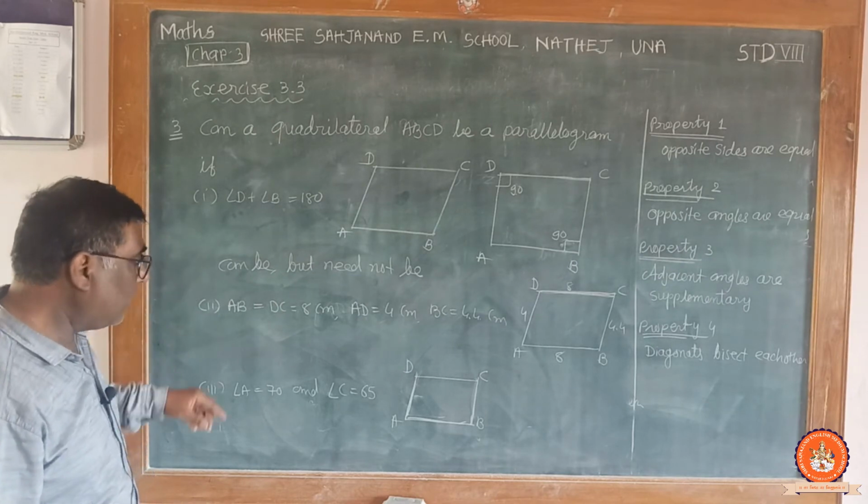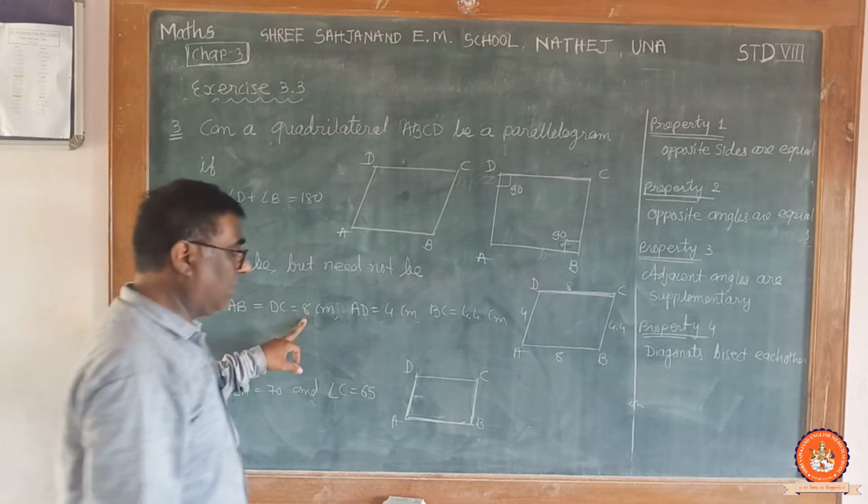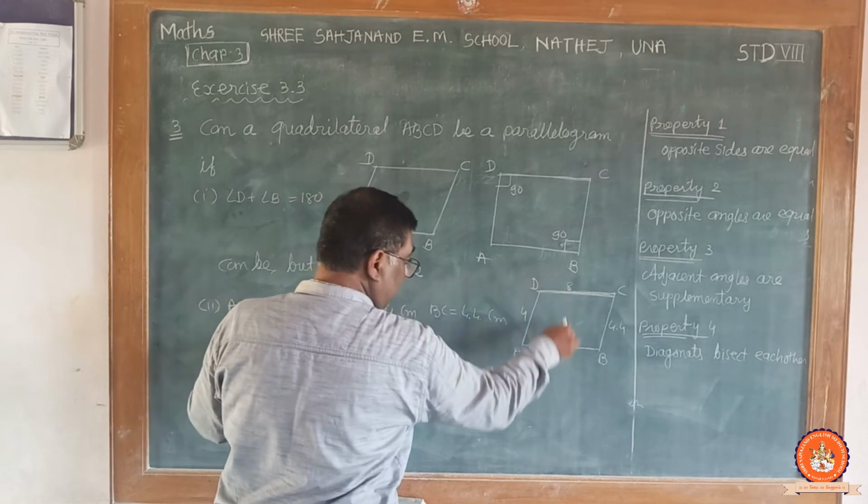Okay. Now, in question number 2, AB is equal to DC is equal to 8 cm. Look at it. If it is a parallelogram, then AB is equal to DC is equal to 8 cm.